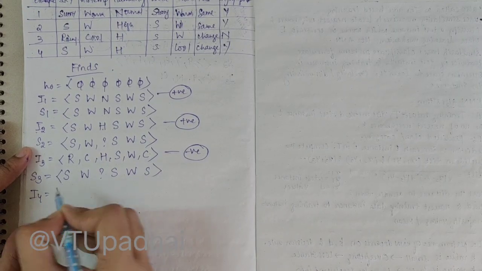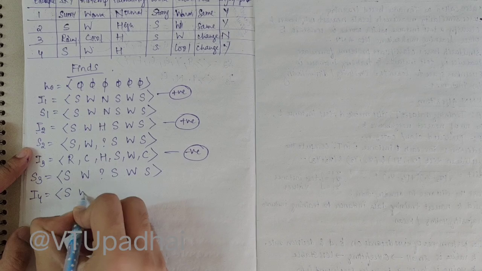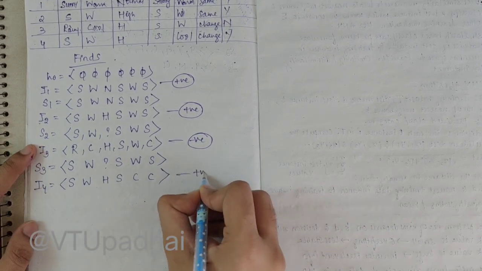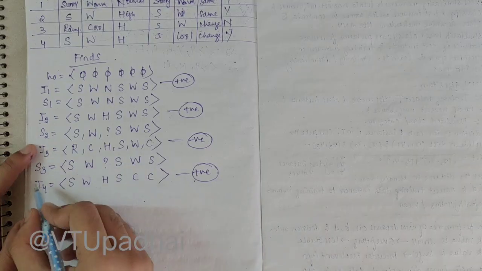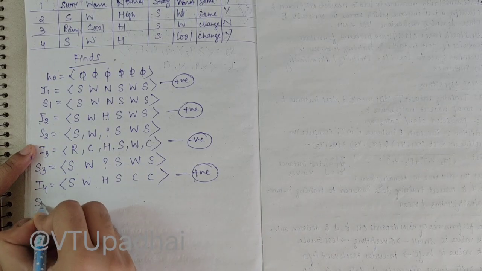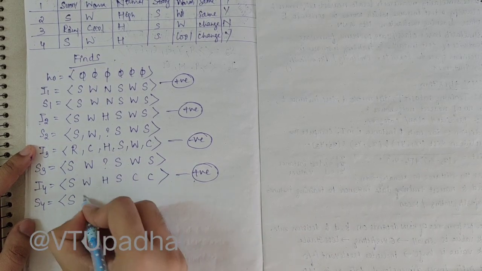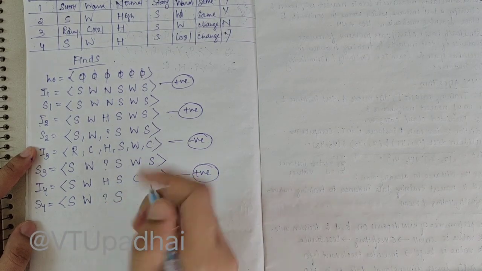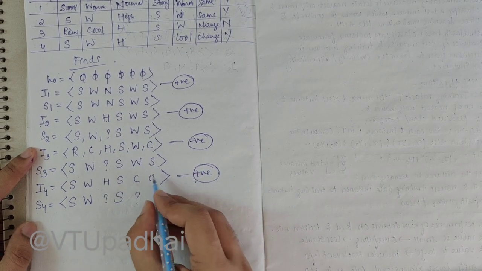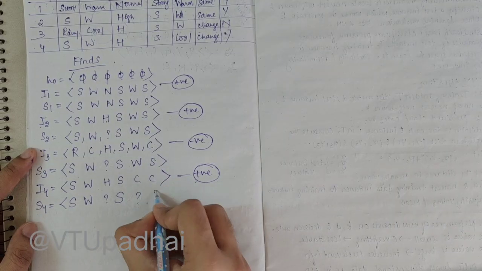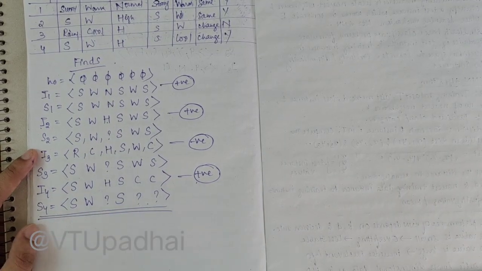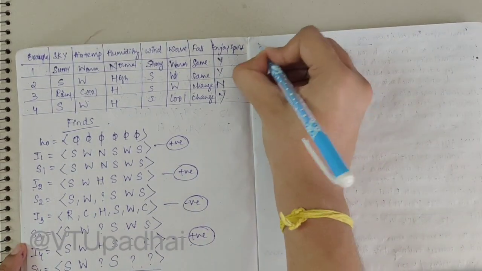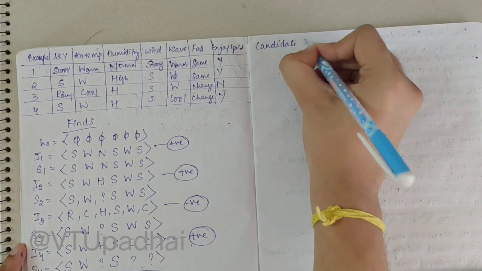Next I have I4. So I4 value, I'll write SWH SCC. So here this has positive instance. So whenever positive instance is encountered, compare I4 with S3 in order to get the S4. So here SS the same, WW the same, here question mark and H is there. So I'll put question mark. Here SS, so S, W and C values are changed to put a question mark. Here also S and C is there, so put a question mark. So here I have obtained the final hypothesis. This one was for finders algorithm. Now I'll write for candidate elimination.